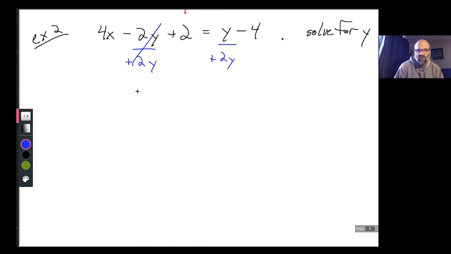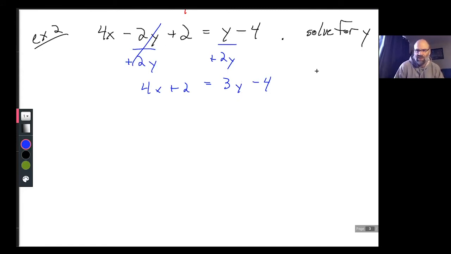And so I'm left with 4x plus 2 on the left, right? Because I got rid of minus 2y. Equals y plus 2y is 3y, minus 4. Now that same trick works. If I bring a negative 2y over here, it's a positive 2y, but there's already a y here, so positive 2y and another y is 3y. So you could still do that same trick and just do that math in your head. 2y over here plus another y is 3y.